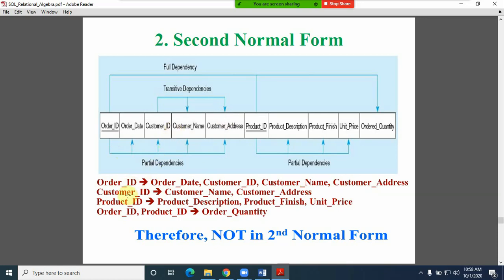Now you observe the customer ID, friends, because that customer ID, if I am taking as the key, I can get the details related to that ID. Suppose they would have given some kind of ID to you, and by tracking that ID one can easily get the name of the customer as well as the address of the customer. This is one more dependency. Third one is, suppose I am taking the product ID, I am having product description, product finish, unit price. This is what you call the product ID and other dependencies.